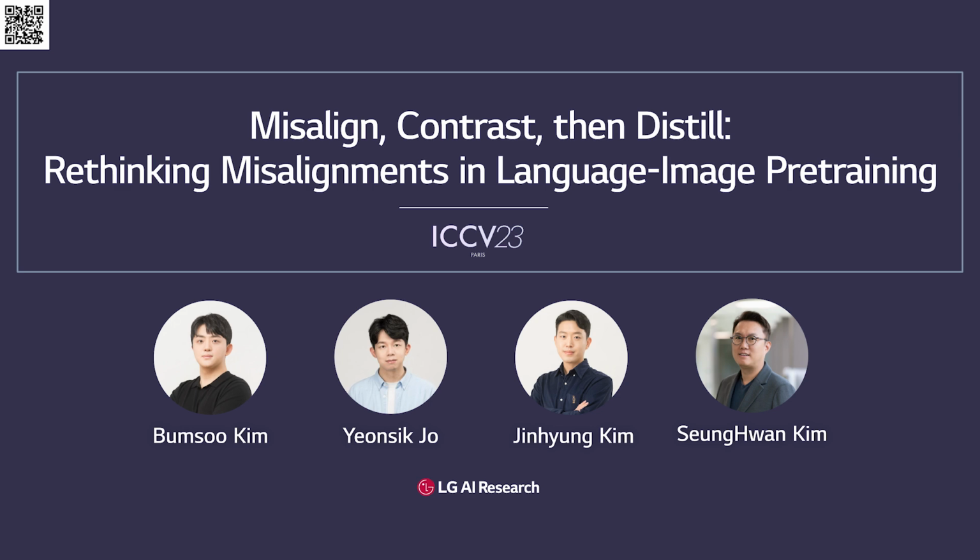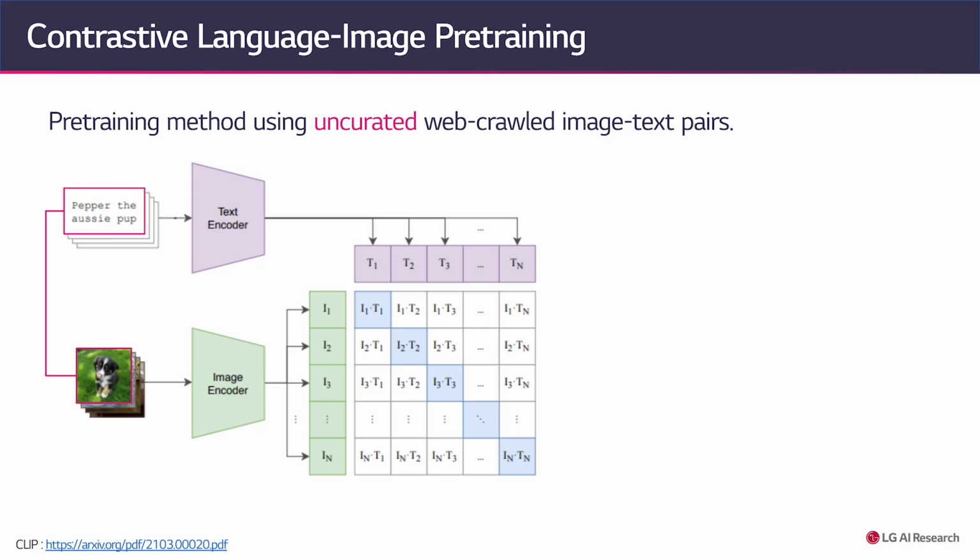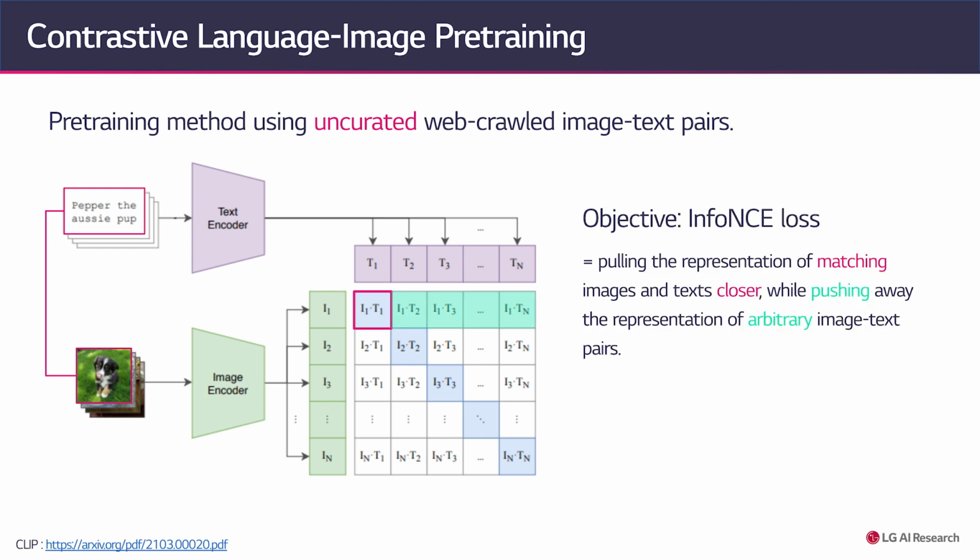Let's start then. Contrastive language image pre-training, or so-called CLIP, is a predominant pre-training method using uncurated image-text pairs crawled from the web. With the simple contrastive objective, InfoNCE loss, CLIP aims to make the distance between the representations of the matching image-text pairs closer than those of arbitrary pairs.